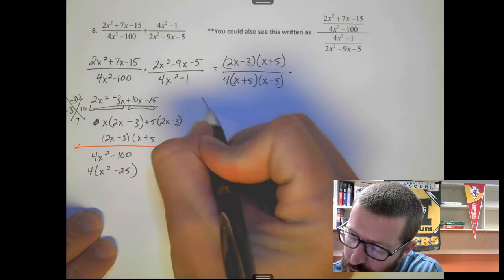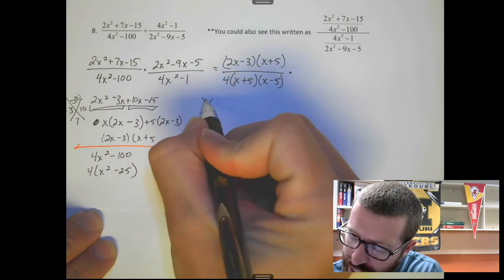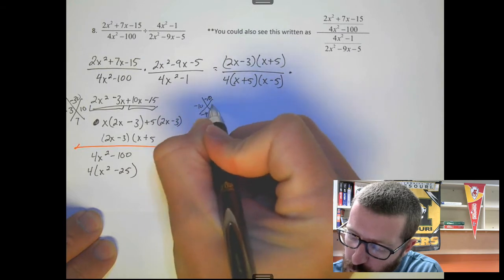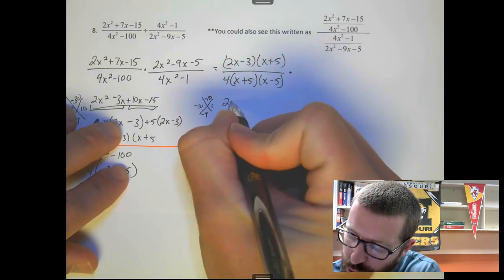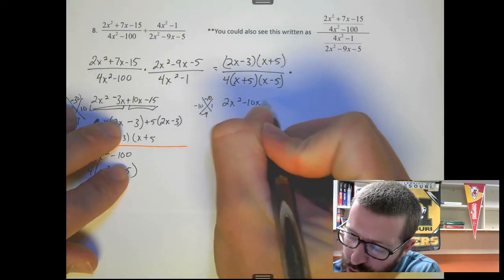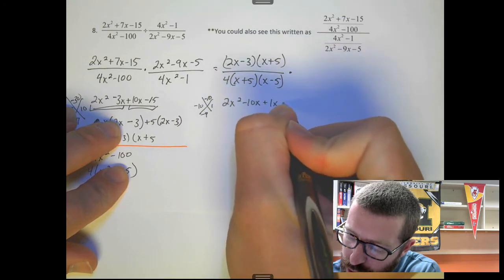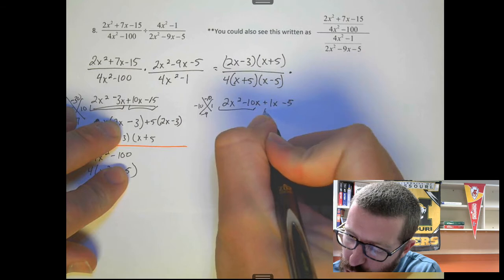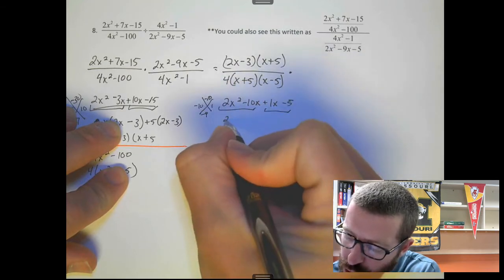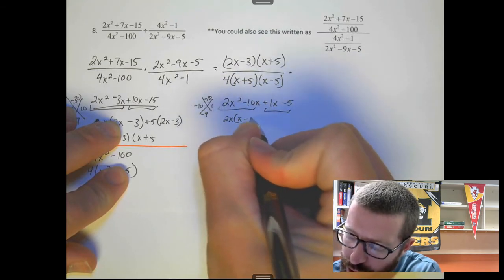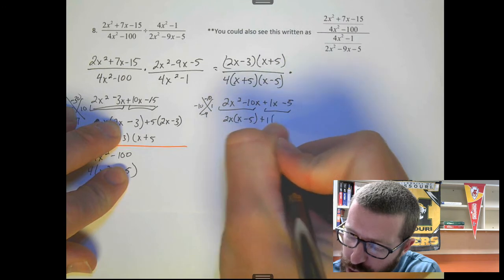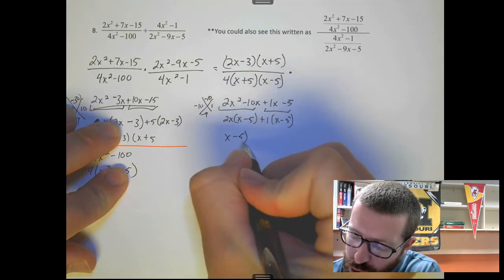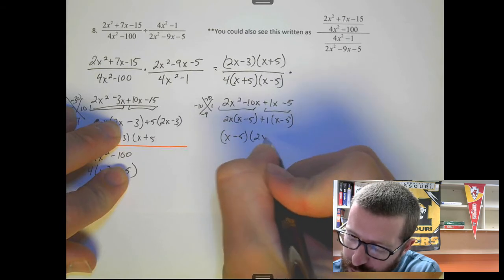Here, if I have 2 numbers that multiply to negative 10 and then add to negative 9, they're negative 10 and 1. And so let's rewrite this. And I can take out a 2 and then a 1. So if I take out a 2x rather, and then x minus 5, and then a plus 1, x minus 5. And that worked out because I have a new greatest common factor of x minus 5.